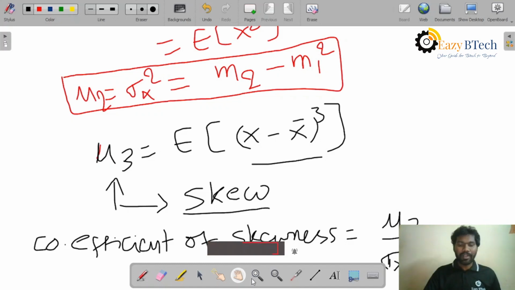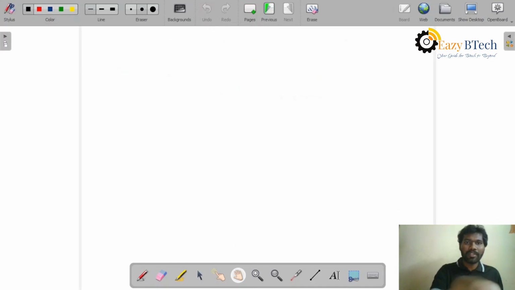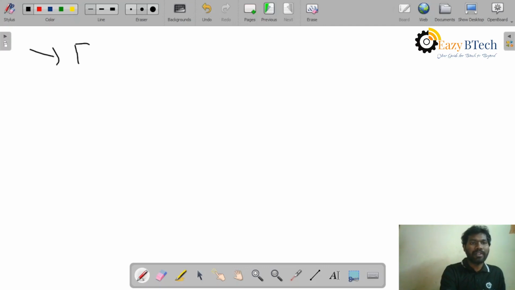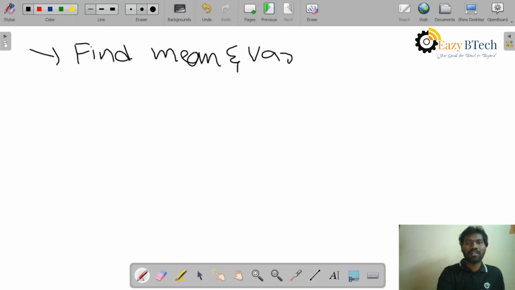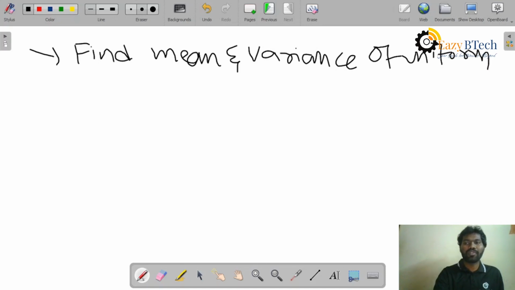So now we will see one problem on this one. The problem is like this: find the mean and variance of a very important problem, the uniform random variable. This is the problem.